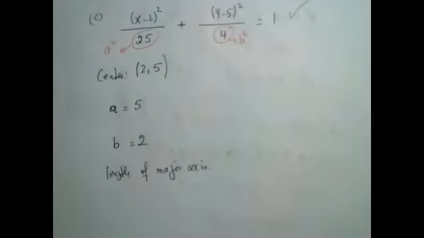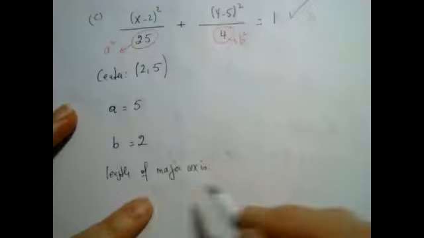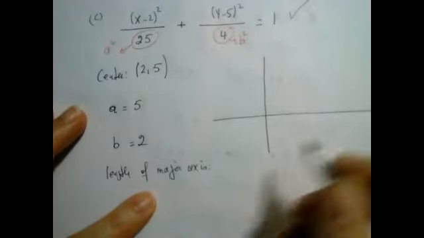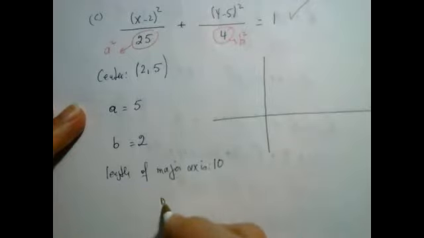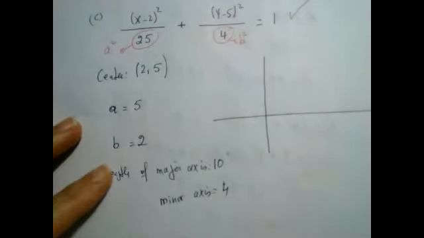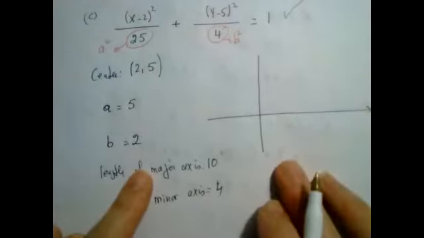What's the length of the major axis? So it means that when we draw this ellipse, we have a longer axis. And we're going to graph it. It's 10. And the smallest axis is 4. Very good. So now let's see how we graph it exactly.